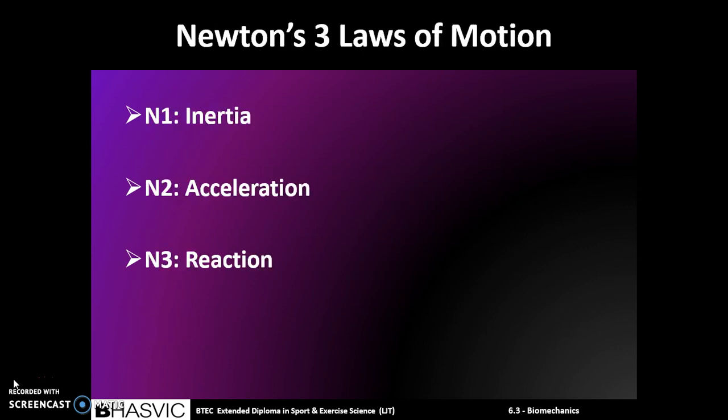Here we talk about Newton's 3 laws of motion. So firstly, we have N1, inertia. So this states that a body will continue in a state of rest or uniform velocity unless acted upon by an external force. In other words, it's the body's resistance to a change in velocity.